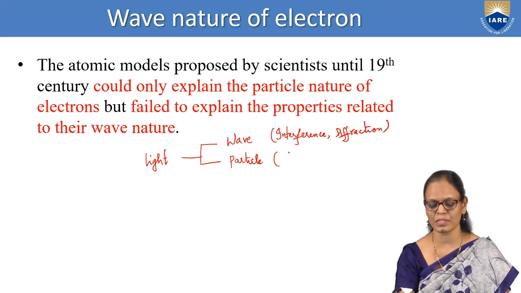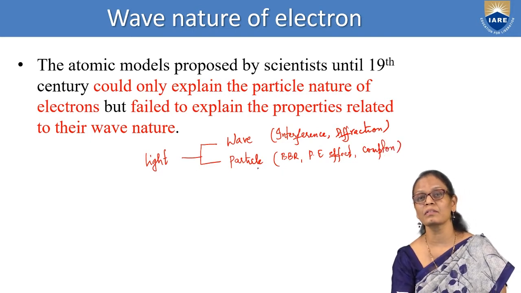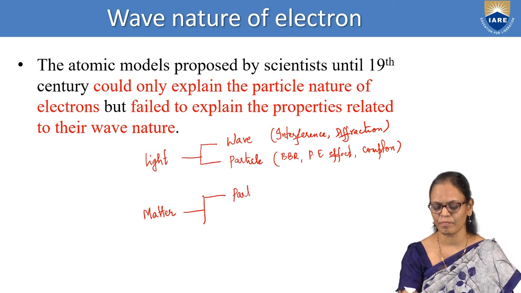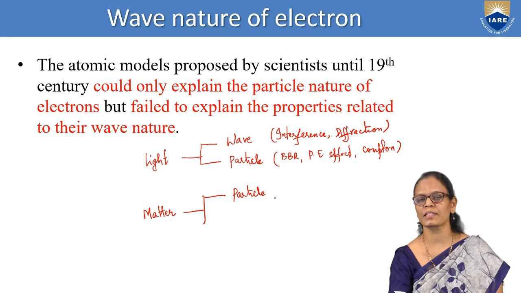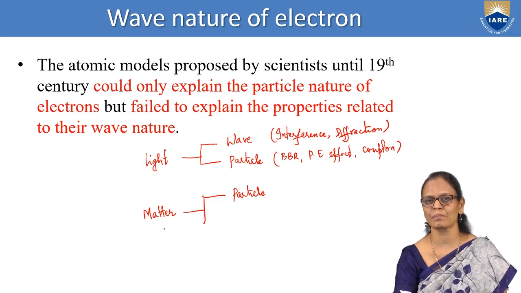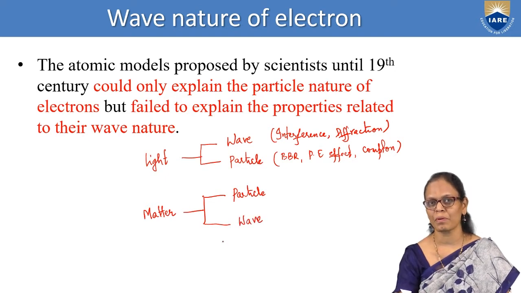And then we also have black body radiation, the photoelectric effect, and the Compton effect, which helped us to understand the particle nature. Now, when it comes to matter, it is said to have particle nature. We can see the elementary particles exist as particles. Matter is composed of elementary particles. Now, they said it can behave like a wave. But there was no evidence to prove the wave nature.